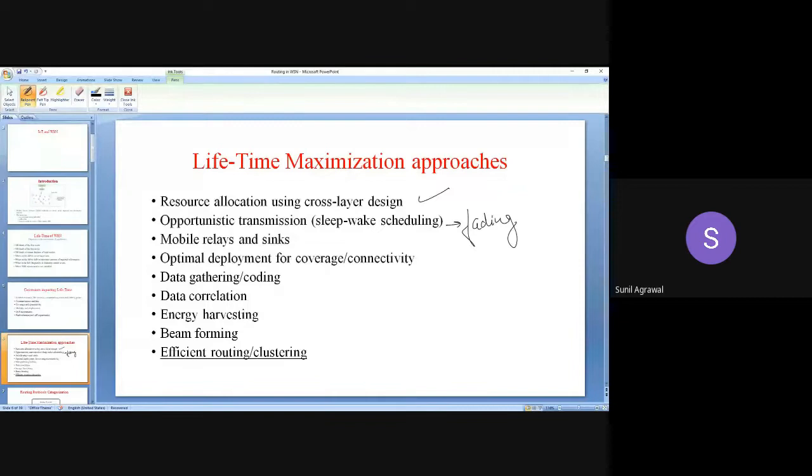So opportunistic transmission means that the sensor is having some data but not transmitting. It is going to transmit it only when the medium is favorable, right? So in that way it has to spend less transmit power. So the sensor or the base station has to continuously monitor the fading pattern of the wireless medium, and accordingly it can direct the sensor nodes to transmit opportunistically.